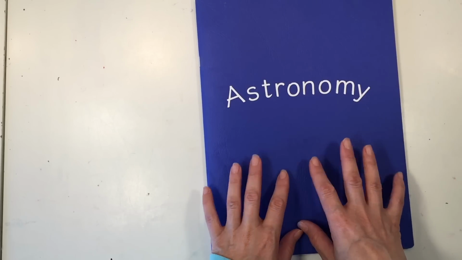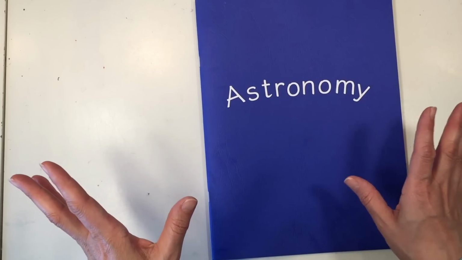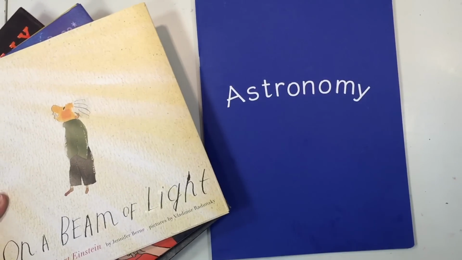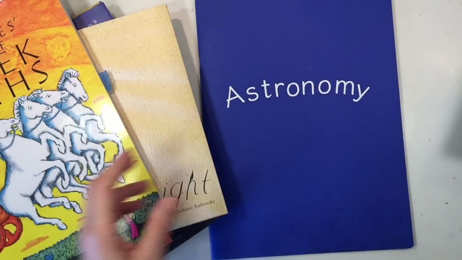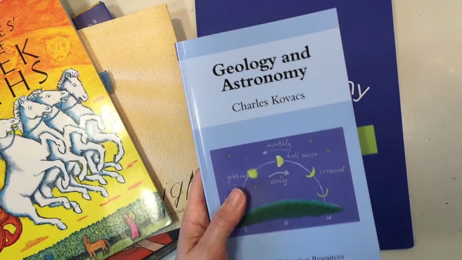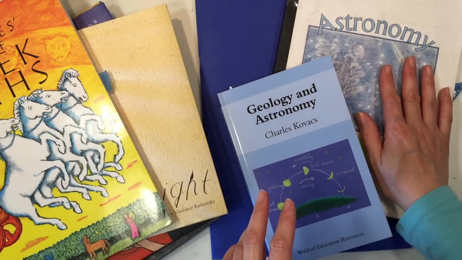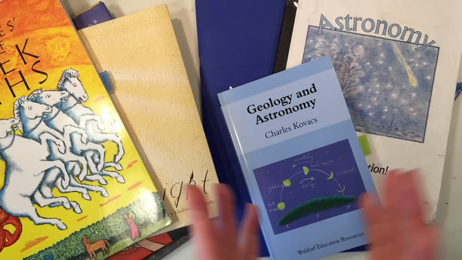So overall, we really liked using all the resources that we had for this main lesson block, especially the Astronomy and Geology book by Charles Kovacs. And of course, we had our main lesson book from our curriculum, Live-Education.